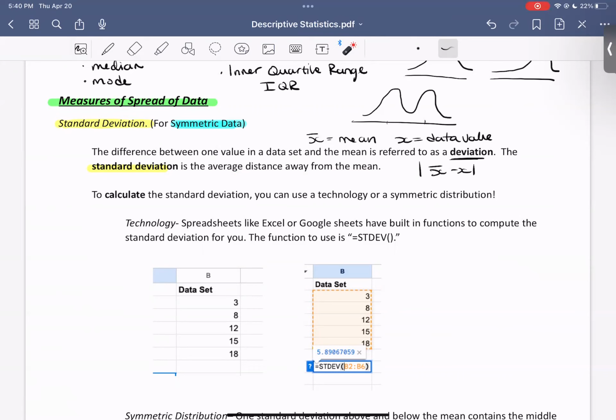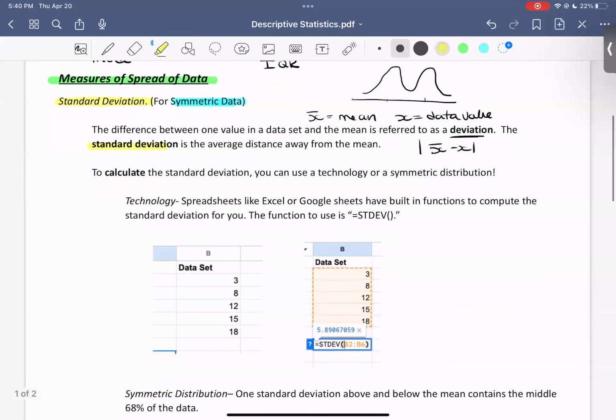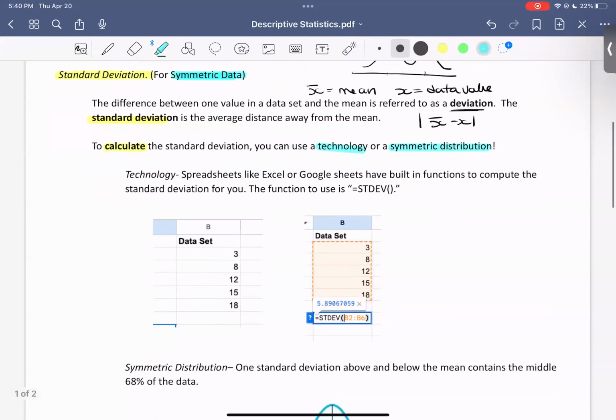So let's get into how we would calculate the standard deviation. The two ways that we are going to look at how to calculate the standard deviation is by using technology and using the distribution itself. So you can also find a formula for the standard deviation. It involves a lot of different symbols. It's not too complicated, and you can really break it up into steps. But for the purposes of this video, we're going to look at how to use technology to compute it.